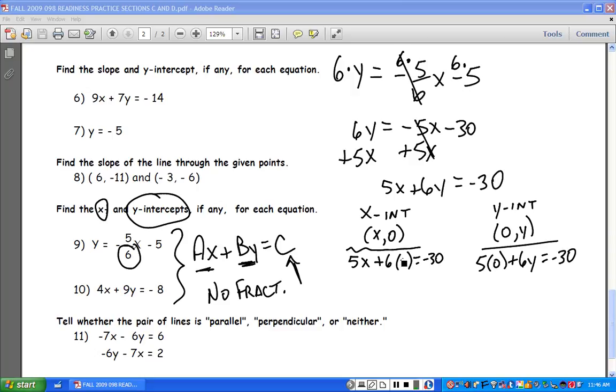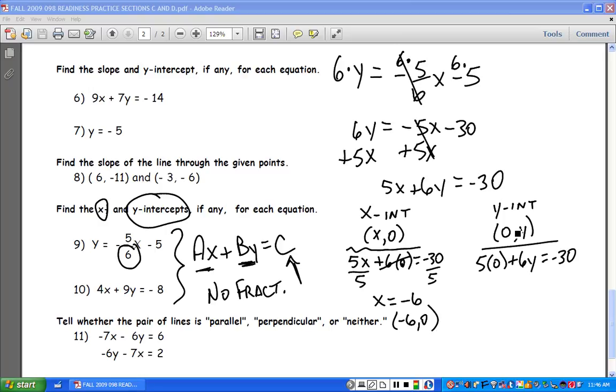Now, for the x-intercept, 0 times anything is just 0, so that'll cancel, and you're left with 5x equals negative 30. So divide both sides by 5. X would equal negative 6. So your x-intercept would be negative 6, 0.